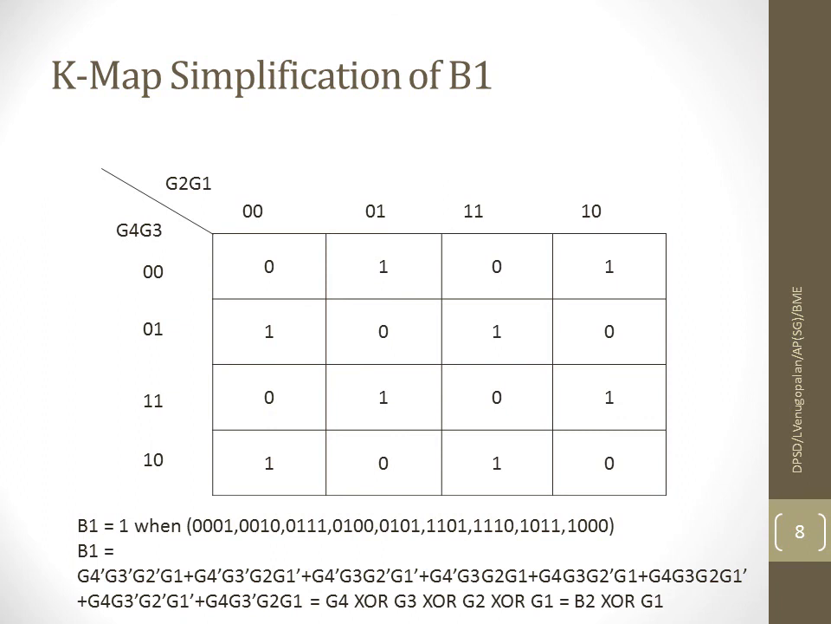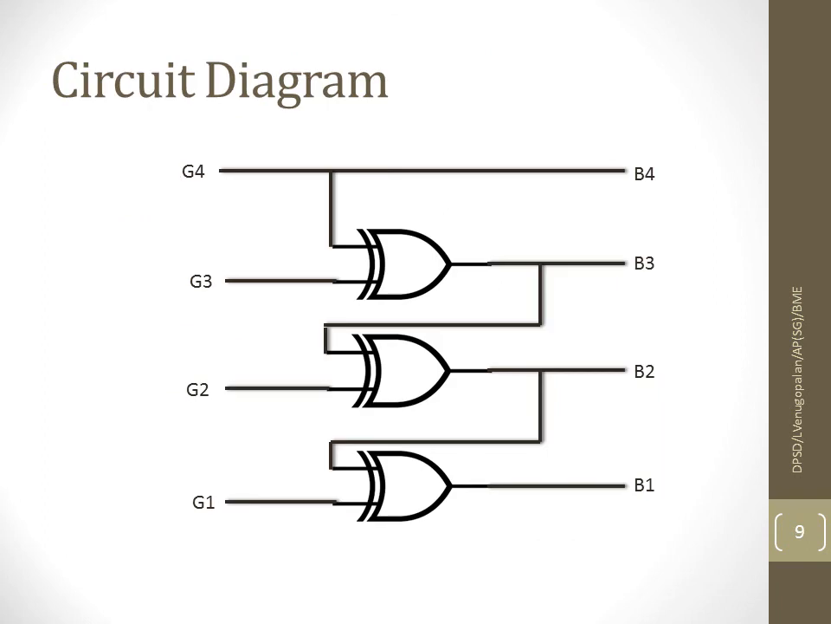So if I want to realize this as a digital circuit, then I use three exclusive OR gates. Now B4 is the same as G4, so I don't need any logic gate there. G4 and G3, when they are exclusive ORed, I get B3. Now, in order to get B2, I have to exclusive OR B3 with G2, which is what I've done here. And in order to get B1, I have to exclusive OR B2 with G1, which is done in the third exclusive OR gate. So this is how you would realize a Gray to binary converter.